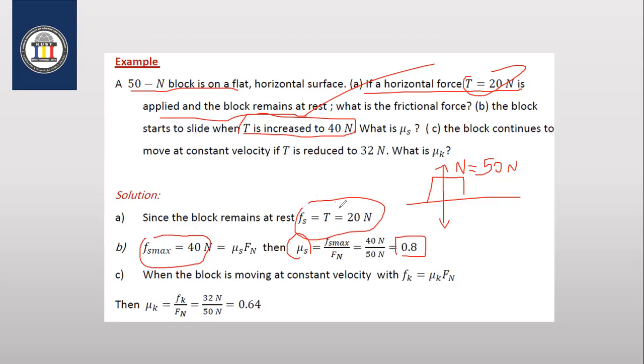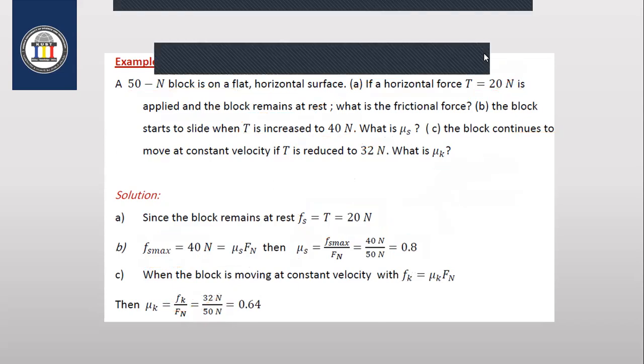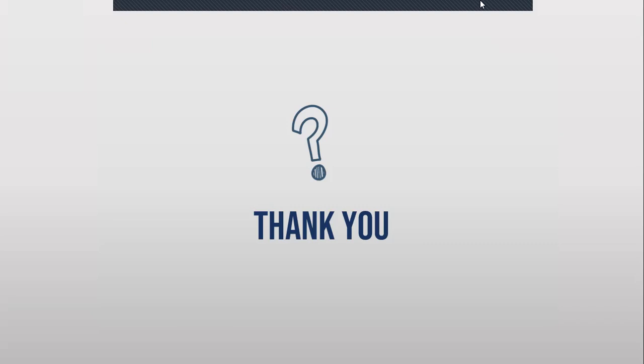Then when the block continues moving, a continuous movement, that means you are talking about mu k, which is Fk over the normal force, where the force is reduced to 32 over the normal force, which is 50. That will be 0.64. And this is the end of part 2.